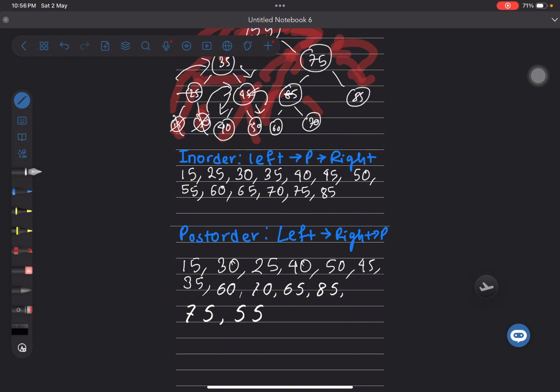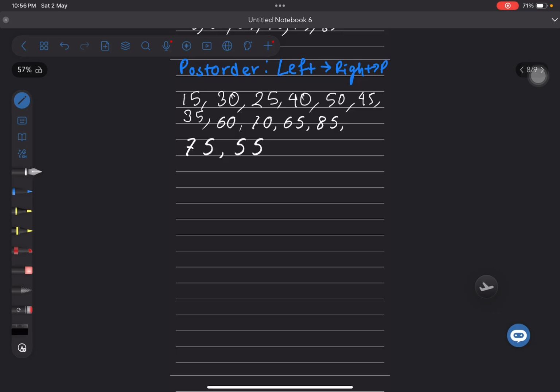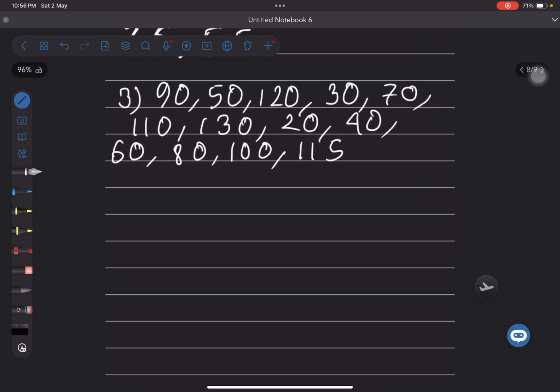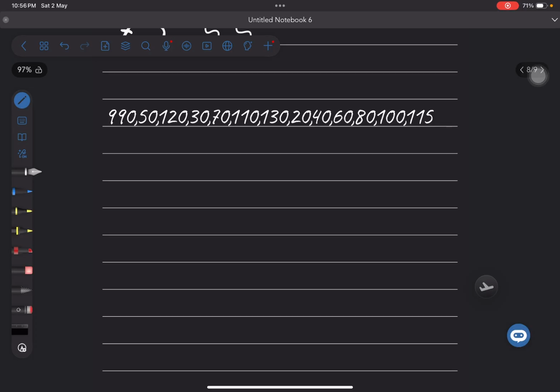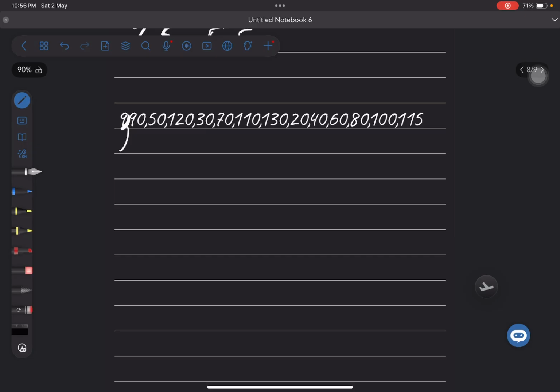Now for the third and final tree, we are going to be doing 90, 50, 120, 30, 70, 110, 130, 20, 40, 60, 80, 100, 115. Oh my goodness, what just happened? Why did it just beautify my text? I don't know what's happening, but anyways, these are the numbers that we need to insert.